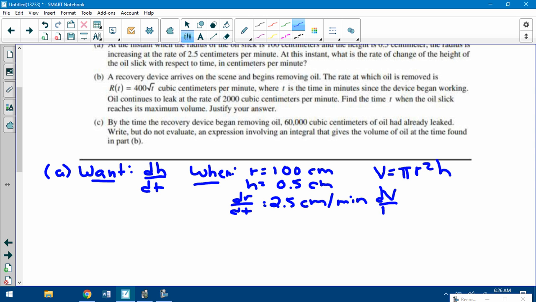So dV dt equals the first. I'm going to take pi r squared because pi is just a constant as the first, times derivative of the second, dh dt, plus the second, h, times the derivative of the first. If pi r squared is all one piece, the derivative is going to be 2 pi r dr dt.